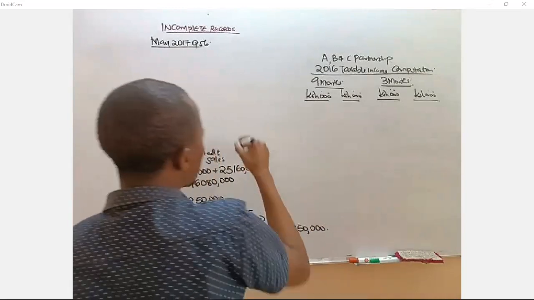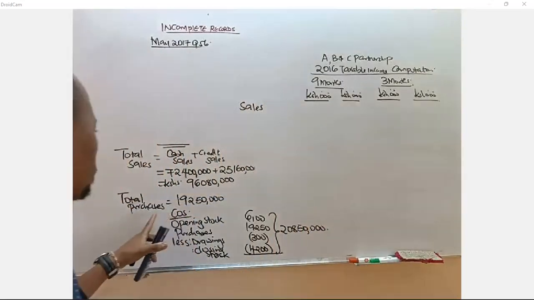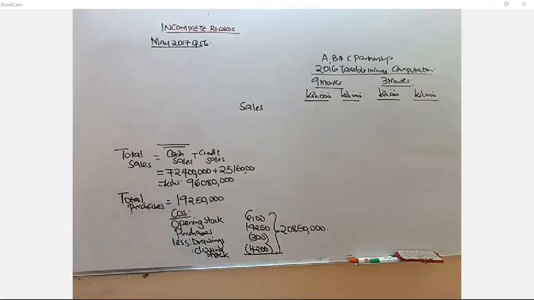When we start with sales, we just need to apportion them. We said our sales amounted to 96,080. When I take 96,080 times 9 and divide by 12, I can see I'm getting 72,060.